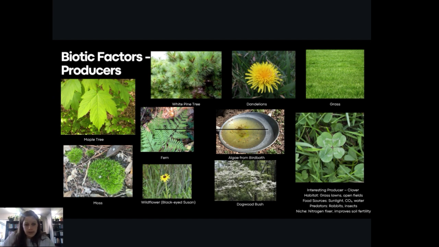I chose clover as my interesting plant because it doesn't feed herbivores. It also adds nitrogen to the soil, improving fertility. That helps all the plants nearby to grow stronger.